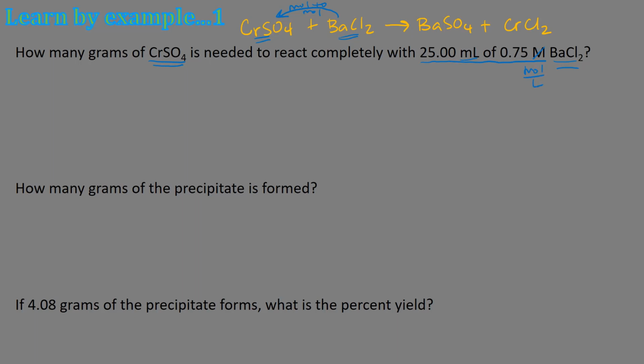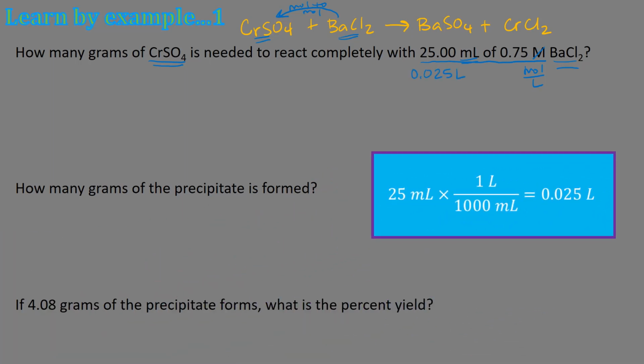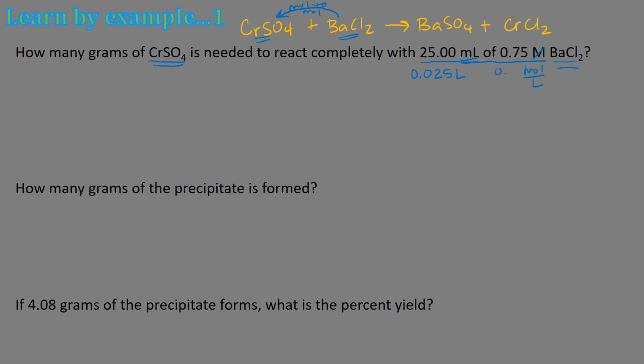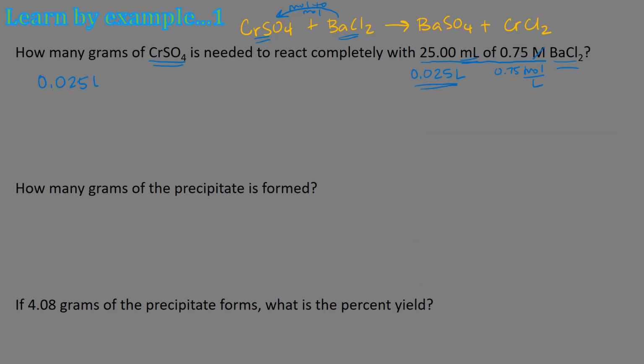So I'm going to go ahead and convert my milliliters to liters. Dividing by 1,000, I get 0.025 liters. And then I have 0.75 moles per liter. So I'm going to start with this one because there's nothing in the denominator of that unit. So I've got 0.025 liters of the barium chloride solution. And I have 0.75 moles of barium chloride per every single liter of the barium chloride solution. So I had to put liters on the bottom so it would cancel with liters on the top.